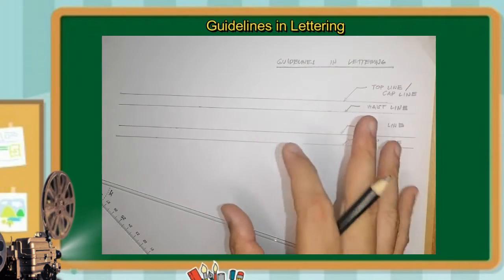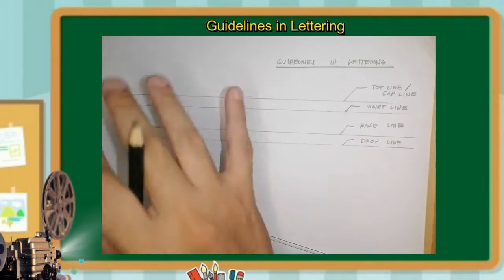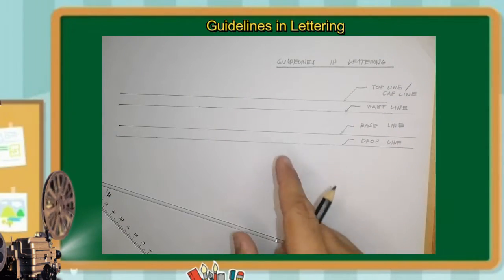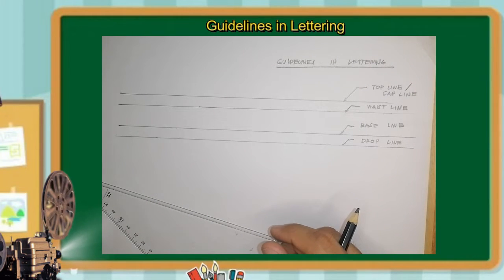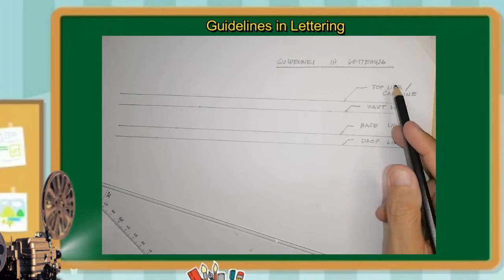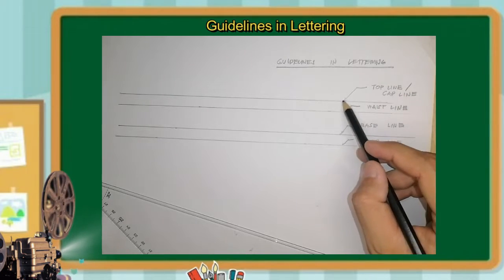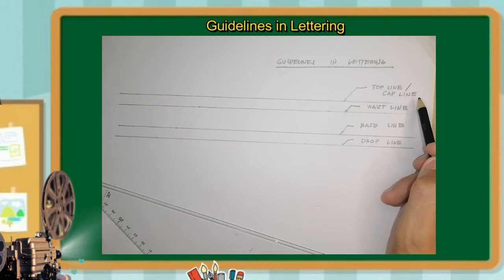Reminder lang, sa paggawa ng guidelines, see to it that it should be very light. If you see in the example that the lines are dark, it is because I want to make it visible para makita nyo. But in actual, this should be very light. So let us now discuss the functions of each guideline. The first guideline is the top line.